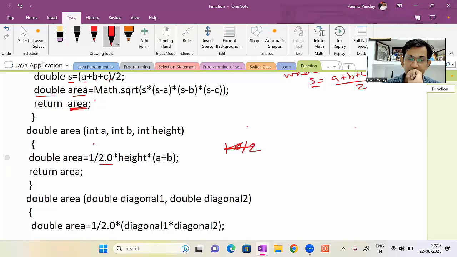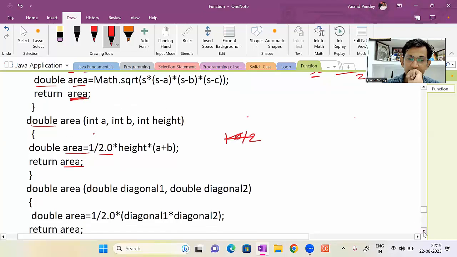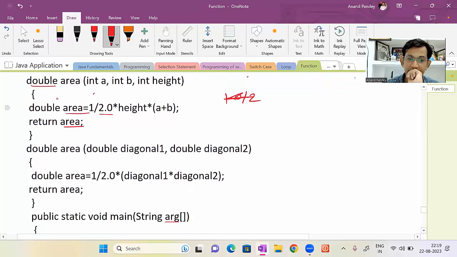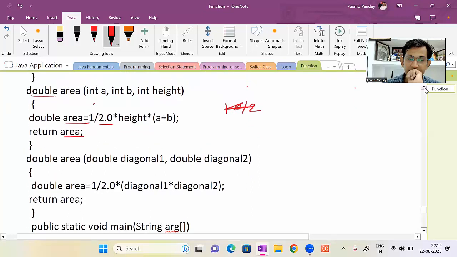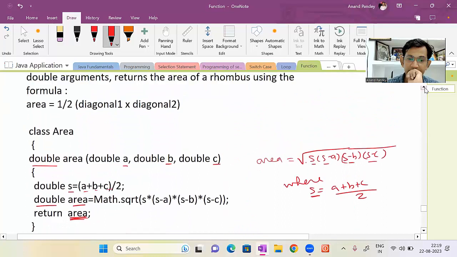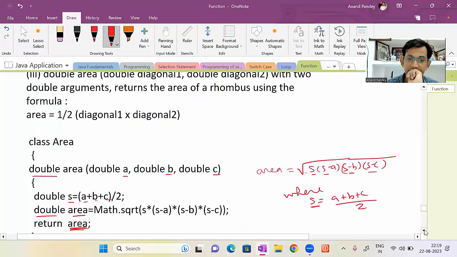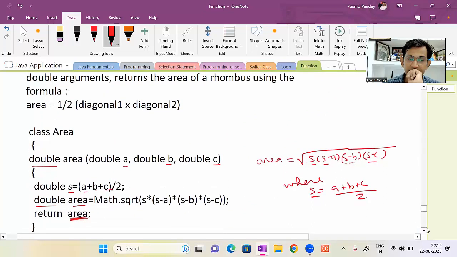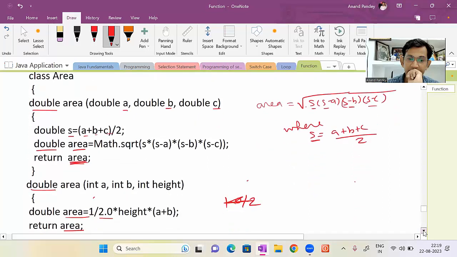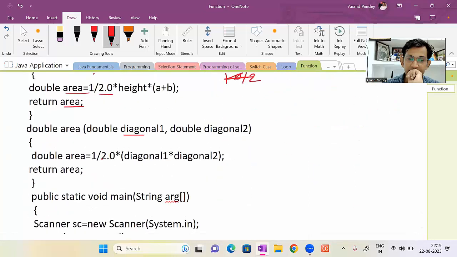The 1 by 2 into height into A plus B. Simply the formula we're writing, and then we're returning the value of area. Return type is double. Next function in this, it is said to calculate the area of trapezium. No, this is area of rhombus. It is said to calculate the area of rhombus using the formula 1 by 2 diagonal 1 into diagonal 2. So this diagonal 1 and diagonal 2 we are using here.